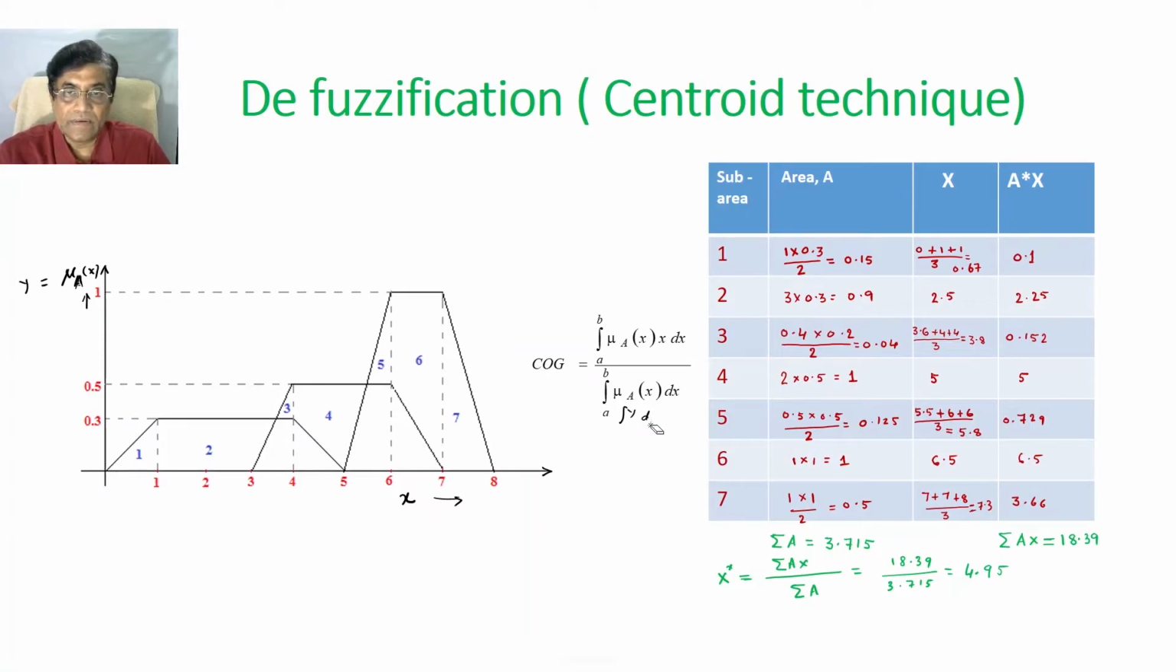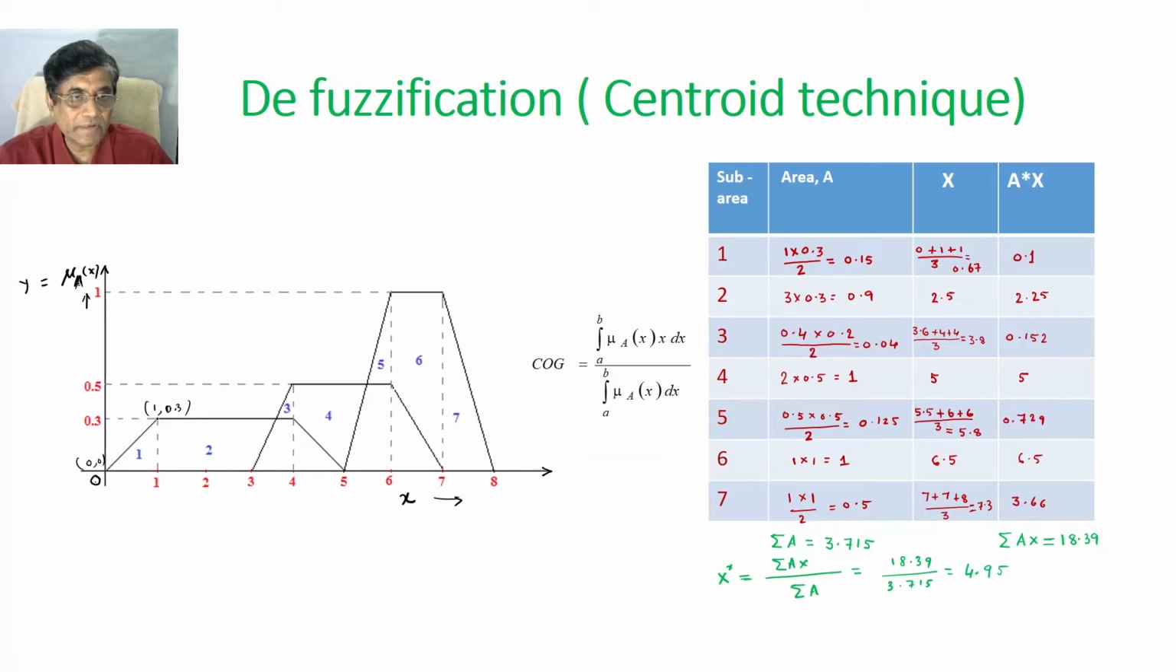Now let us see, taking a concrete example of this fuzzified output, how to calculate the center of gravity, how to calculate x star using the center of gravity method. You can do it in two ways. Actually, you see, this is my 0. So I'll have to calculate the area under this curve. The coordinate here is 0, 0, and here the coordinate is 1, 0.3.